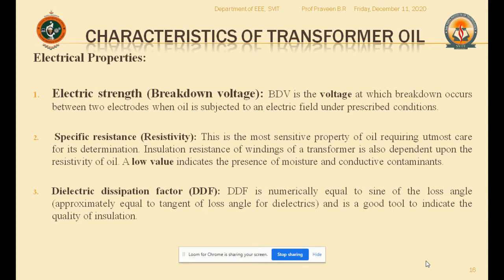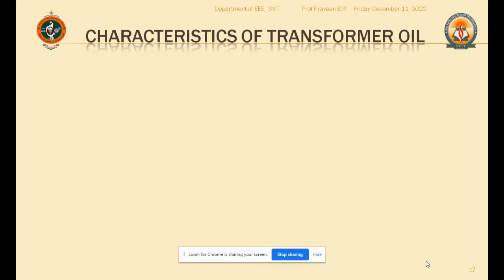It is defined as the sine of the loss angle. What do you mean by loss angle? Loss angle is defined as the angle between the two mediums, and it should be approximately equal to the tangent of the loss angle for the dielectrics, and it is a good tool to indicate the quality of insulation. So you always say that dielectric dissipation factor should be unity.